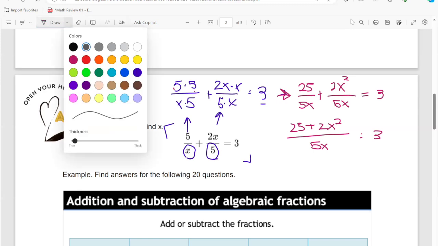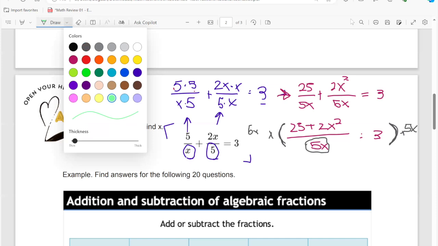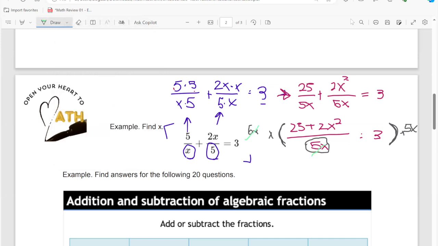So I want to find x. That means I have to isolate the x or make this simpler. We're going to multiply by 5x on both sides. So we multiply 5x here, then we have to multiply 5x on the other side of the equation as well. 5x is going to cancel on this side. So therefore, the equation is going to become 25 plus 2x squared equals 3 times 5x, 15x.